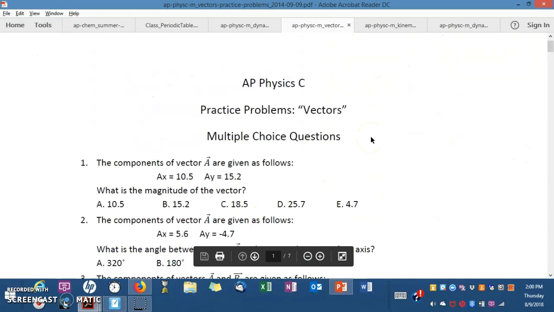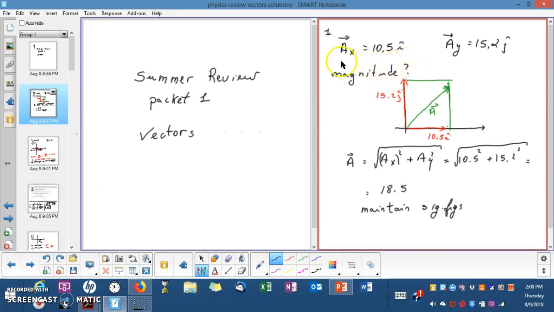And for example, the first question says you have the components of the vector A, and they want to know the magnitude of the vector. So what you do, this is your AX, which I drew right here. This is your AY, which I drew right here. They want to know the magnitude of your vector. Obviously, you have the two components.